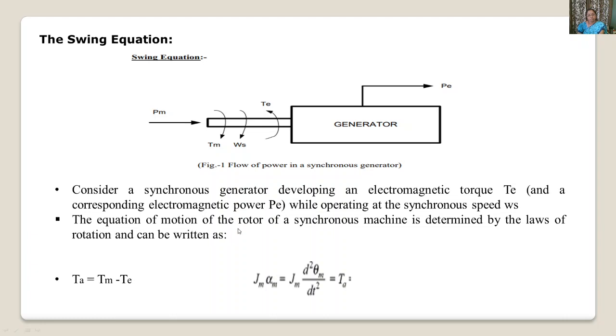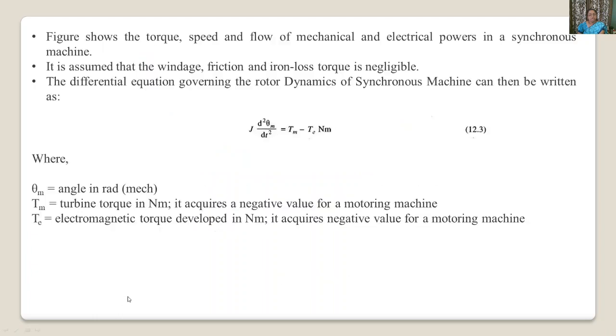The equation of motion of the rotor of a synchronous machine can be determined by the laws of rotation, and this is J into alpha m. Alpha is acceleration, so this acceleration can be written as d2 theta m by dt square. This is our Ta, J into d2 theta m by dt square, that is alpha. So accelerating torque is equal to mechanical torque minus electrical torque. In case of generator, this is Tm minus Te, while in case of motor it is reverse, Te minus Tm.